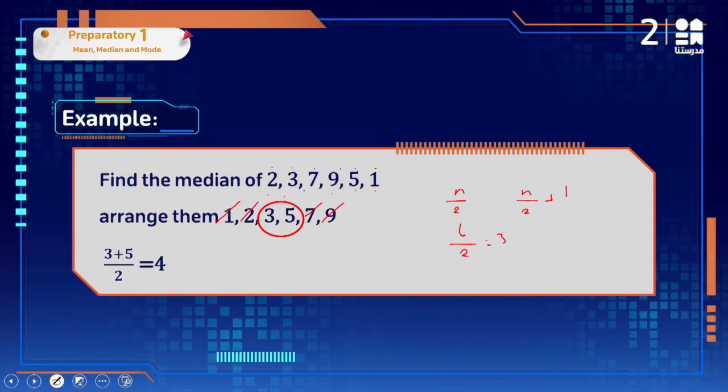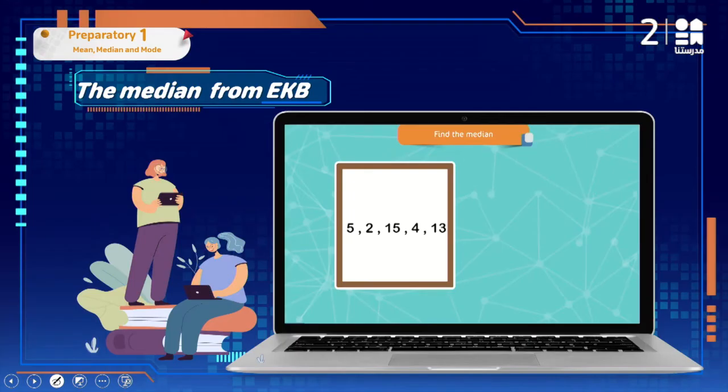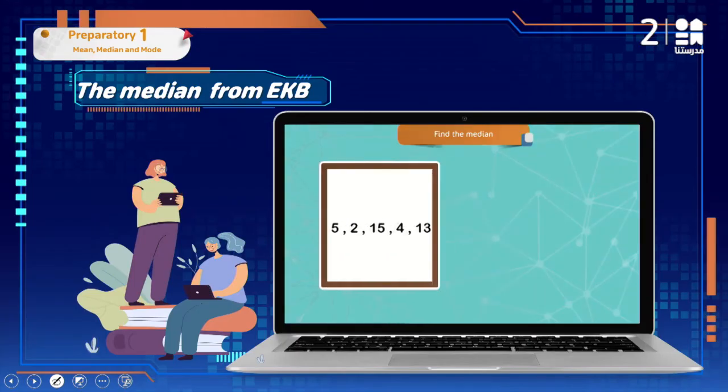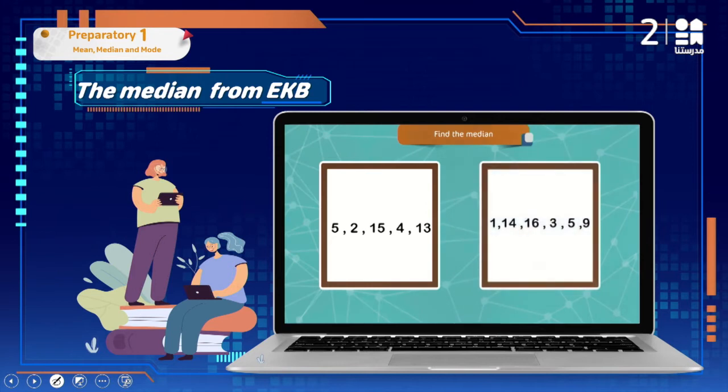Okay? So we have two cases in the median. The first one for odd numbers, the second for even numbers. For odd, we will get one value in the middle. For even numbers, we will get two values in the middle. So add them and divide by 2. Let's watch the video to be clear for everyone. You have two different sets of values. Think and find the median of each set according to the rules you've learned.